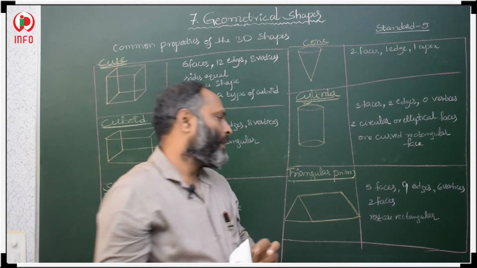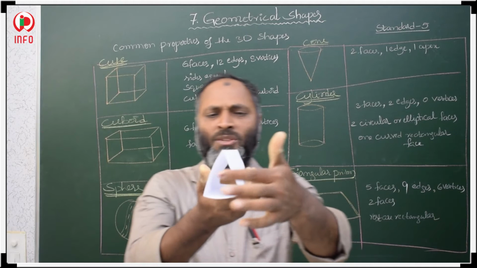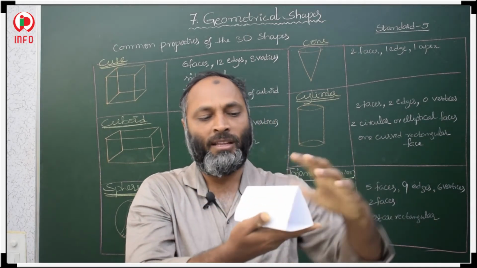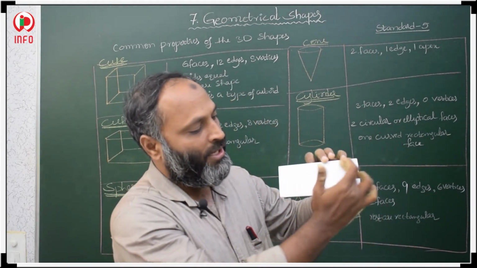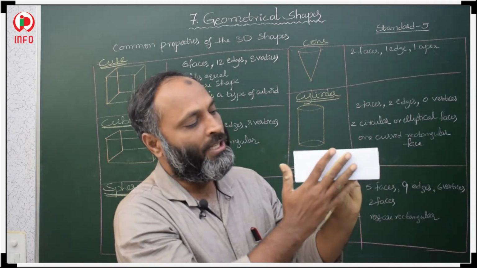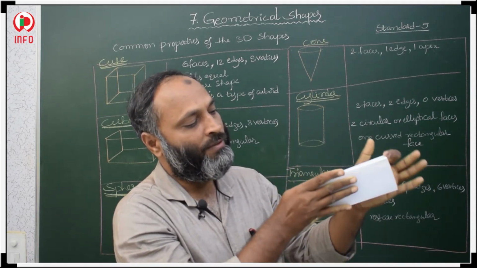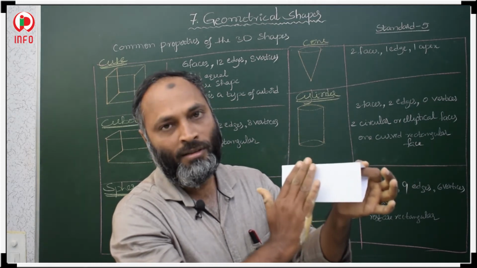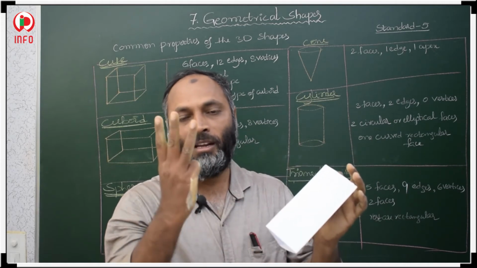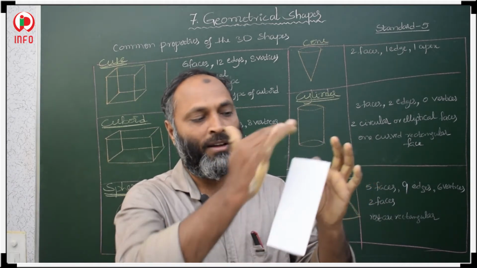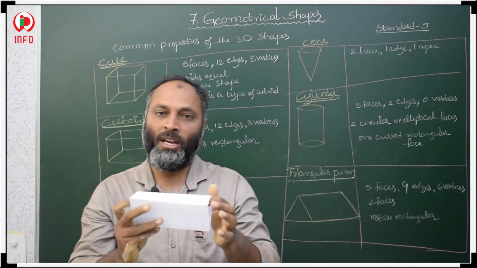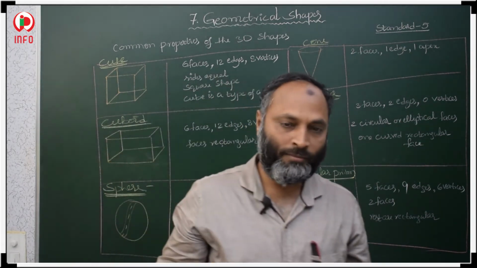See here. About the faces, these two faces top and bottom are in triangular shape and the surrounding is rectangular in shape. This face is rectangular in shape, this face is rectangular in shape, and this face is rectangular in shape. So around the prism, the shapes are rectangular. 3 rectangular faces and 2 triangular faces we have in a triangular prism. Okay.